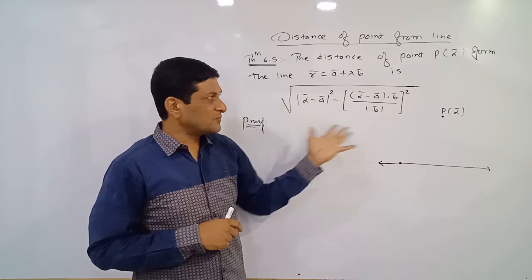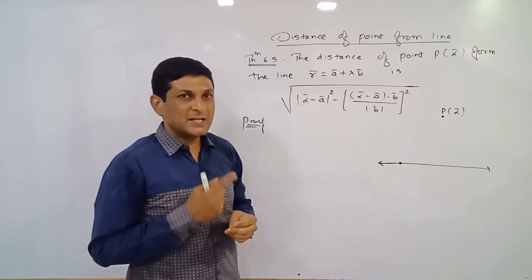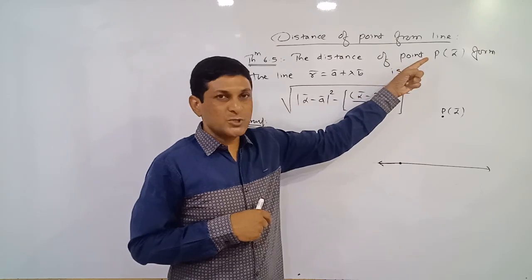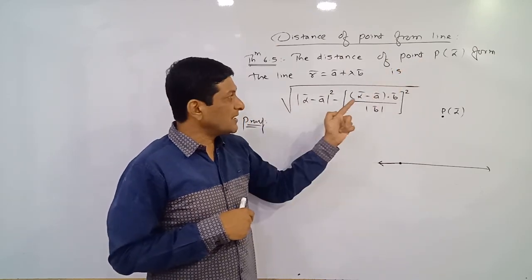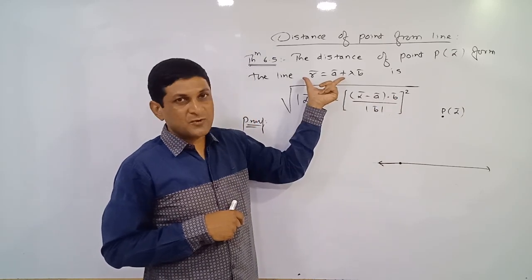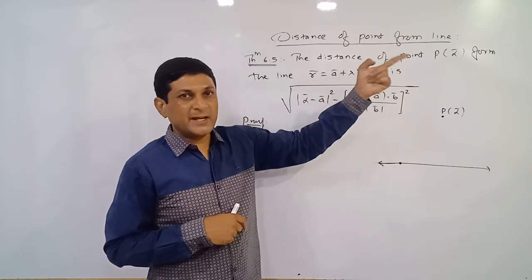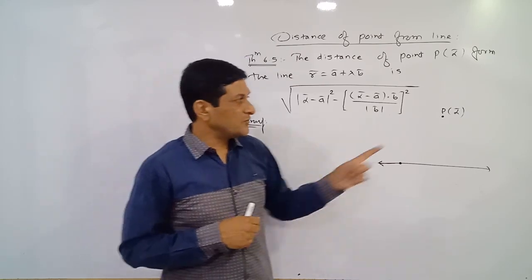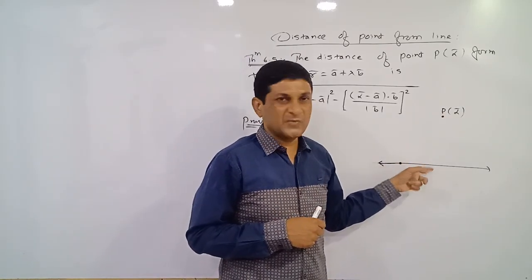If you observe this formula, three values are required to apply it. One is alpha bar. What is alpha bar? The position vector of the given point. And again, which values are required? a bar and b bar, which we will get from the equation of the line. This means the point and the equation of the line are given, and this formula is applicable to find the distance of the point from the given line.